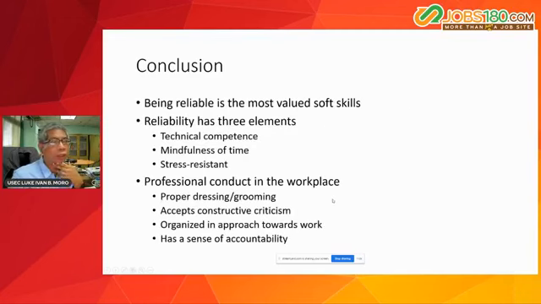Okay? Yan. So, in conclusion, what is the main soft skill? What is the main trait that employers look for from a prospective employee? So it's being reliable. It's the most valued soft skill. So based on these comments, reliability has three elements. Yung job-specific skills, tinatawag natin yung technical competence, and mindfulness of time.